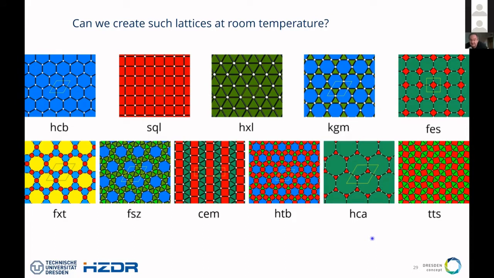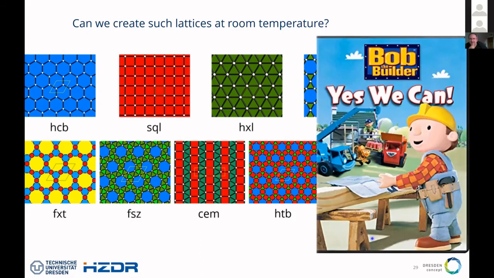And that means if we have done that, we create essentially any of the lattice topologies, and that at room temperature. So that means we don't have to worry about some super clean surfaces and 5 Kelvin and so on. We can do that at a real temperature, and we can think about a real world application. We definitely can do that. How can we do that?